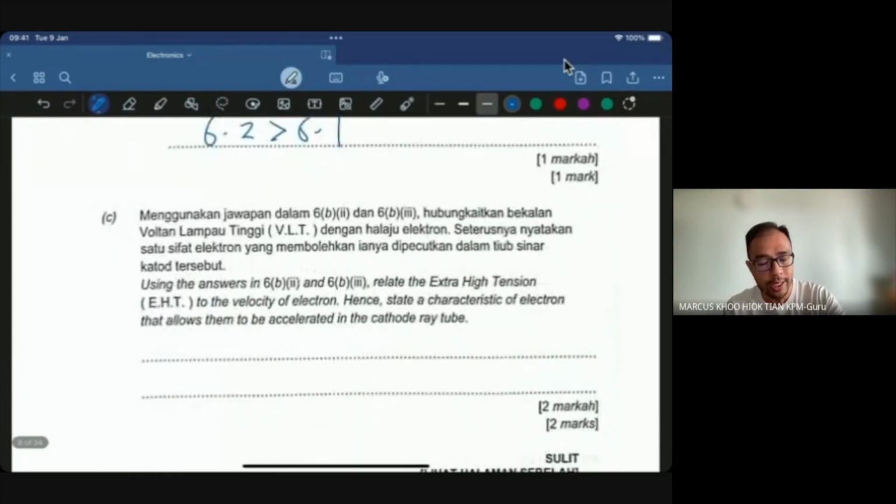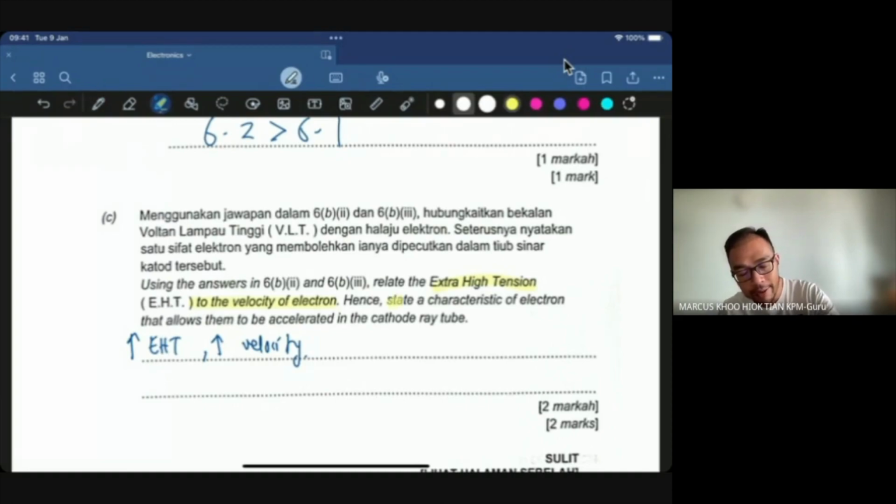Okay, so using the answers in 6B1, 6B2, relate. First relationship is extra high tension to the velocity. So the bigger the extra high tension, the bigger the velocity. First relationship. Hence, state a characteristic of electron that allows them to be accelerated in the cathode ray tube.